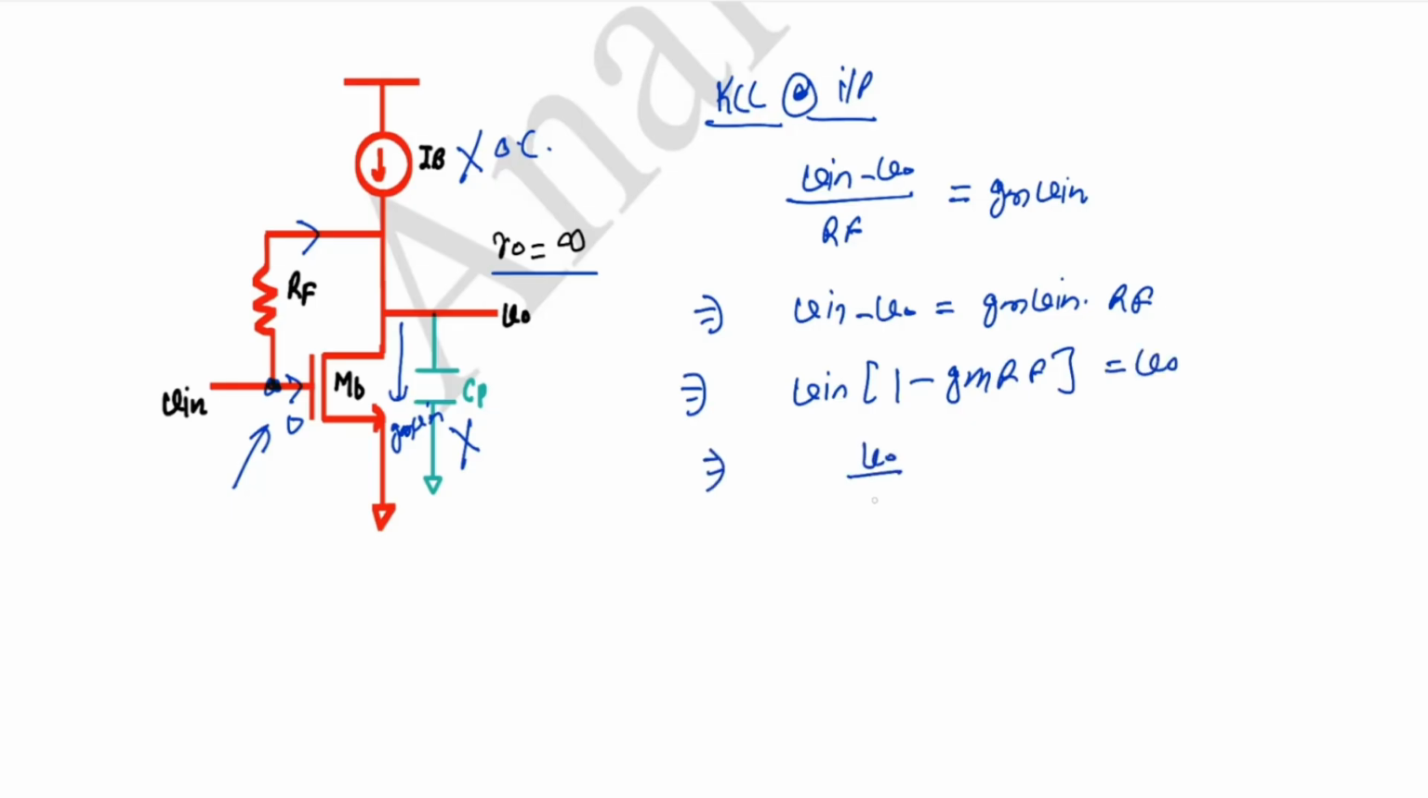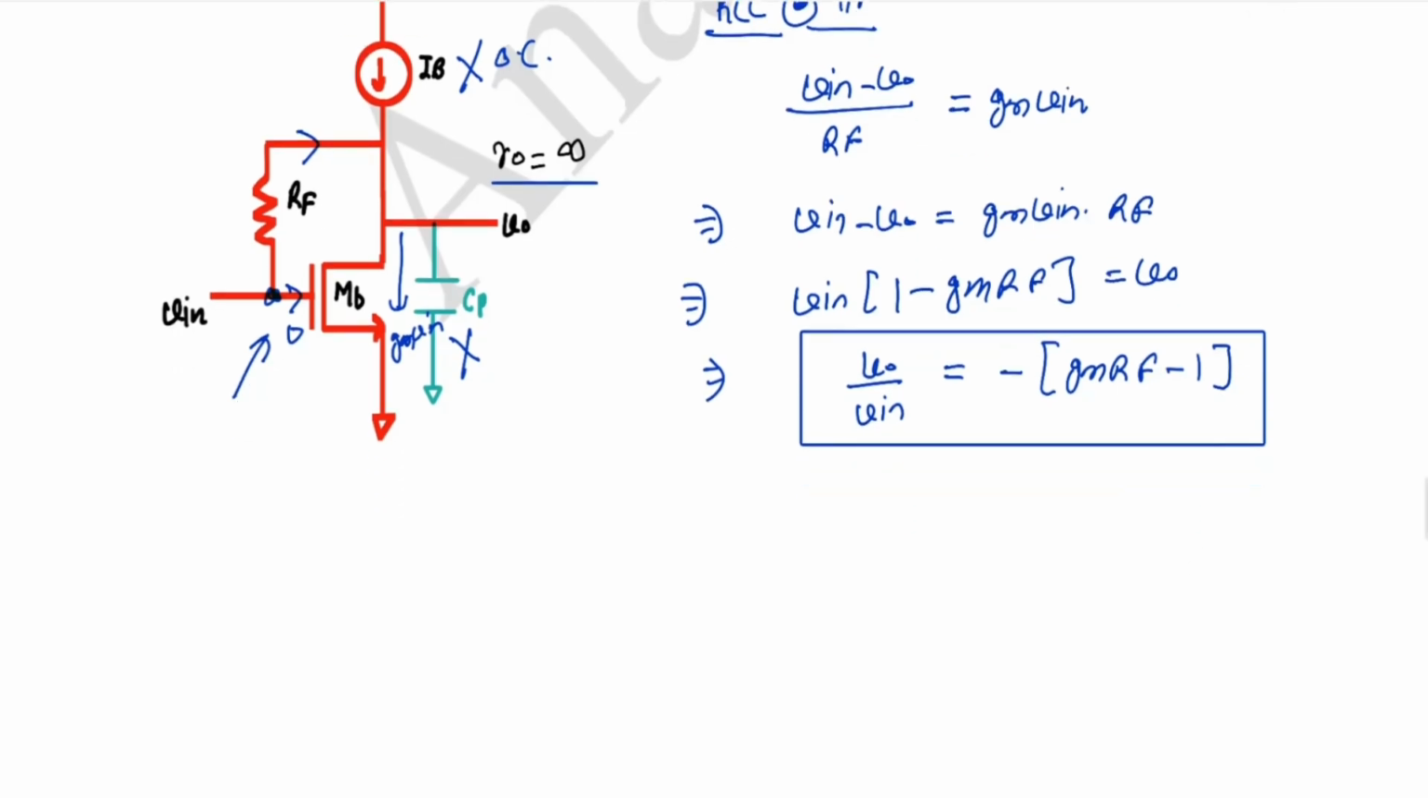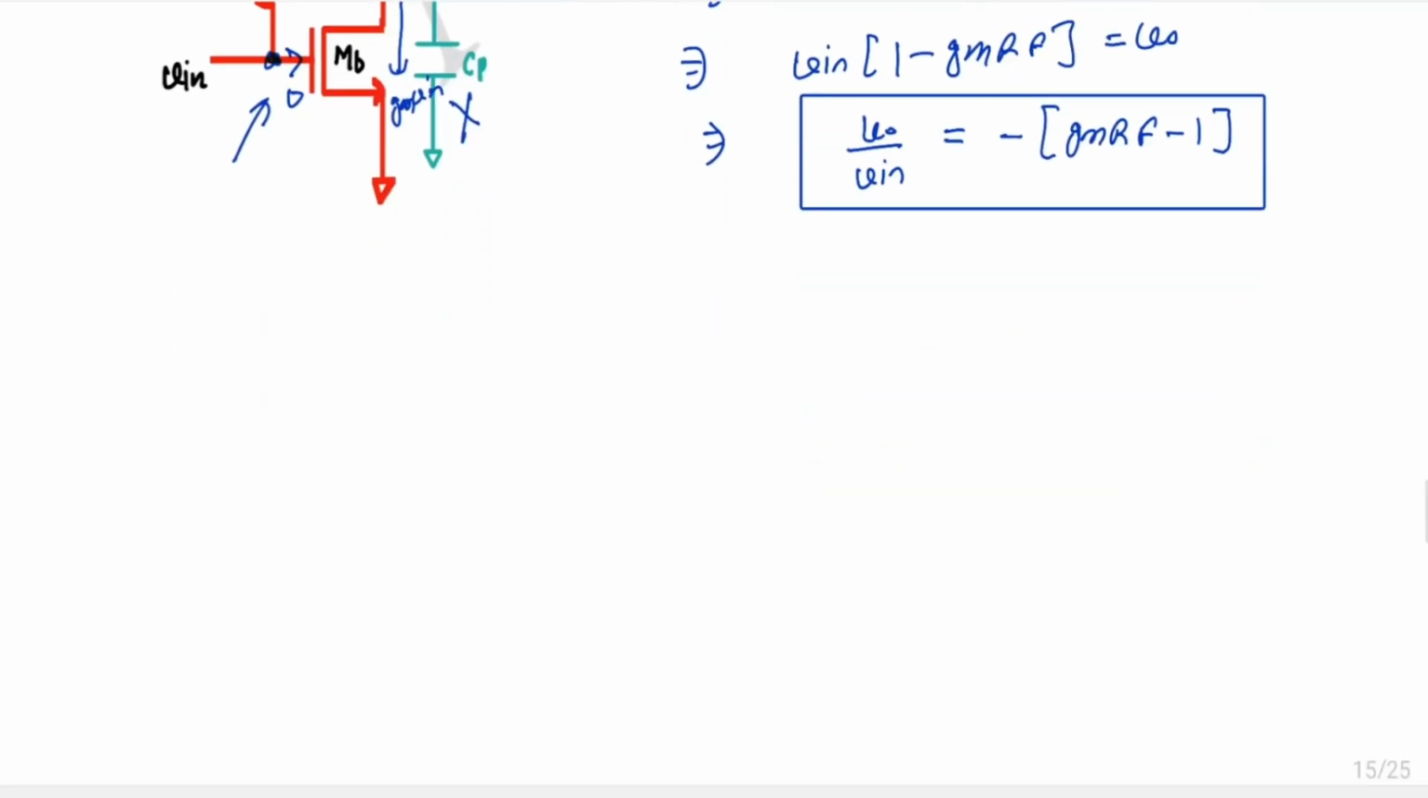So V naught by V in will be, taking out the minus sign, GM RF minus 1. Now we got our DC gain. We don't call it DC gain, we call it low frequency small signal gain. That is the appropriate word to use. So AV 0, in magnitude, equals GM RF minus 1.